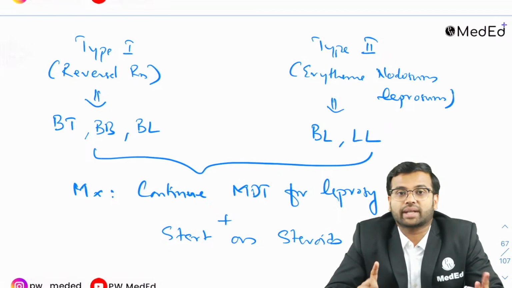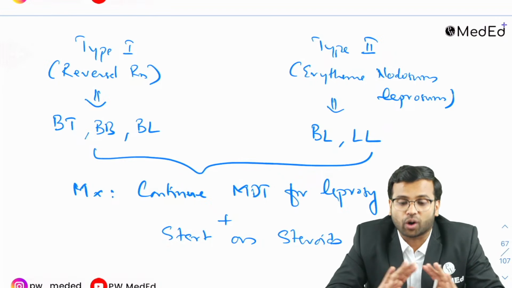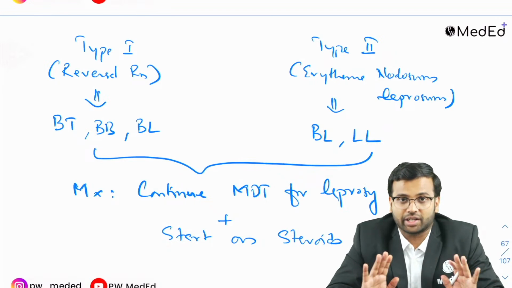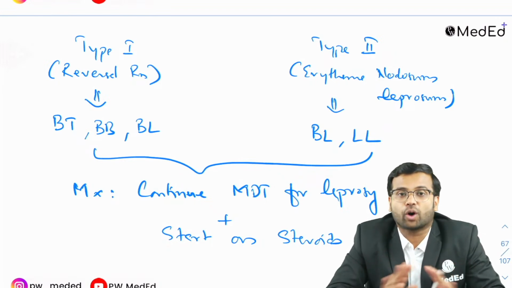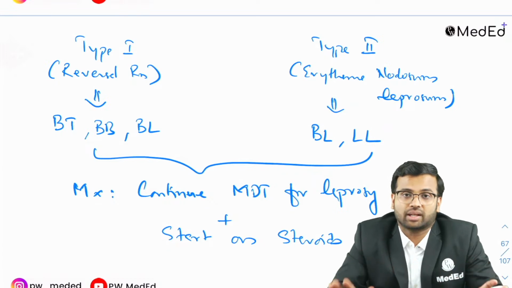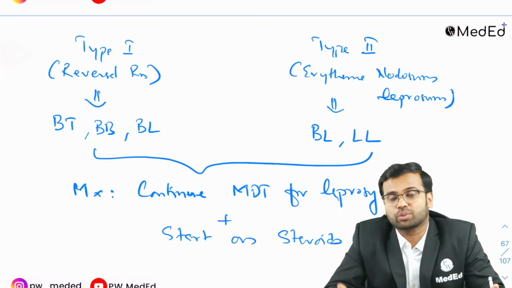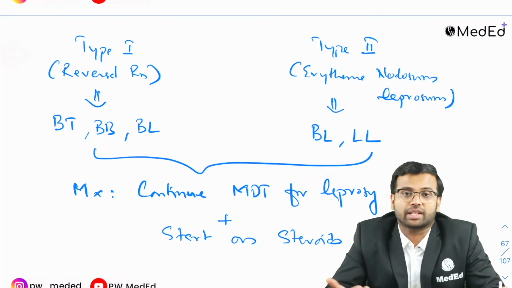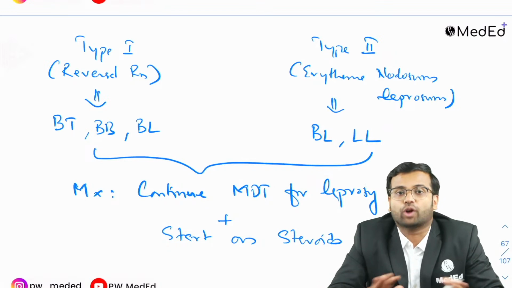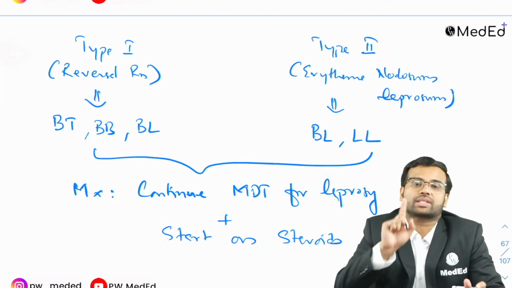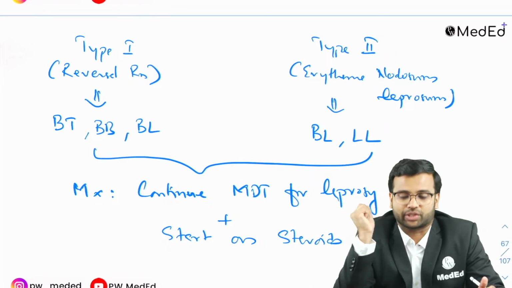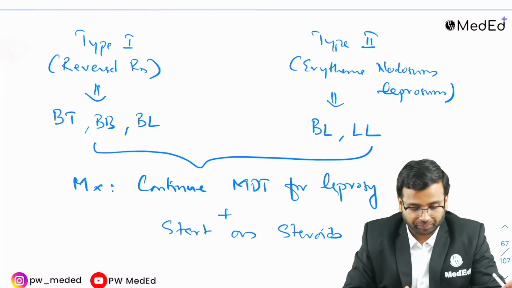So please make sure that this lepra reaction is not a drug reaction. Fine, it is not a drug reaction, so we are not going to stop the drugs. What are the drugs that we use to manage leprosy? Rifampicin, clofazimine, dapsone. We will not stop it. We'll continue, but we will start on steroids like prednisolone. So that is all about it.